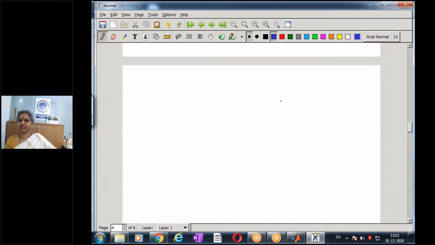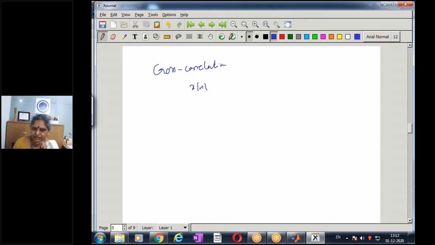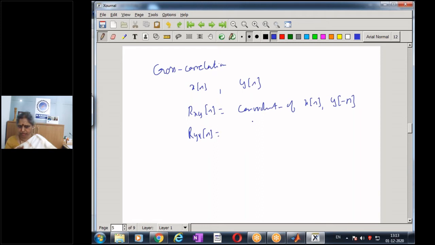Now let's see what is cross correlation. If I have a signal, say x of n, and another signal, say yn, the cross correlation rxy of n is defined by the convolution of x of n with y of minus n. So if I take the first signal and convolve it with the flipped version, that is y of minus n, I get the cross correlation. Similarly, for ryx of n, I need to convolve y of n with x of minus n.